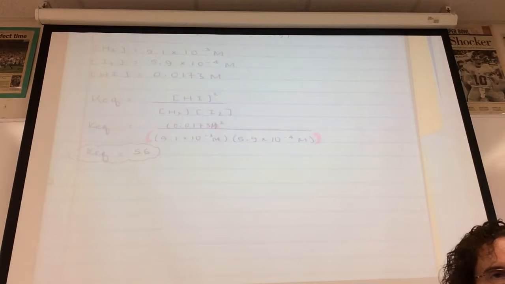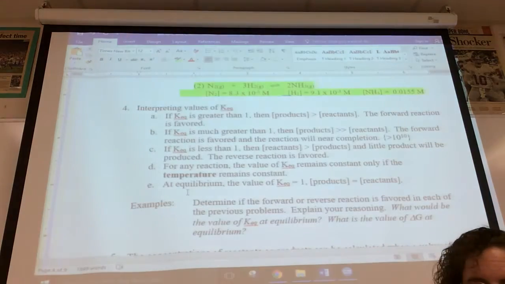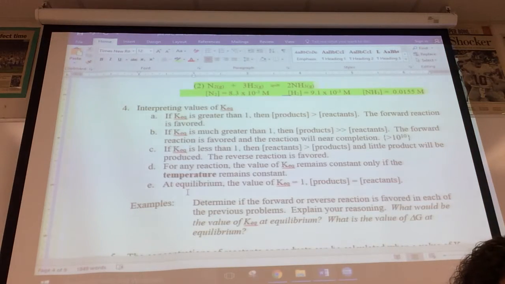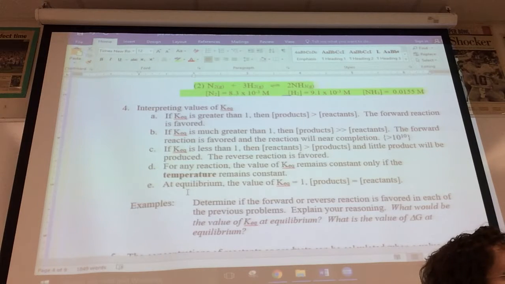Do you want to try the next one, or do you want to do it together? Let's do it together. Try it. Here, the green one, go for it. I'll do it too. 56. Okay, that says question 2, right? So it's not like the 2 in front of... Okay, never mind. It's not a coefficient. It's not the stoichiometric. Correct.